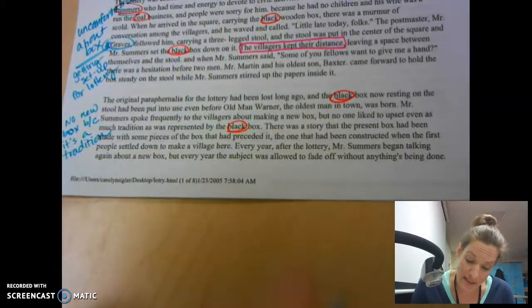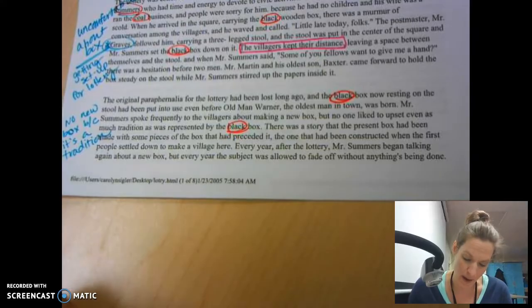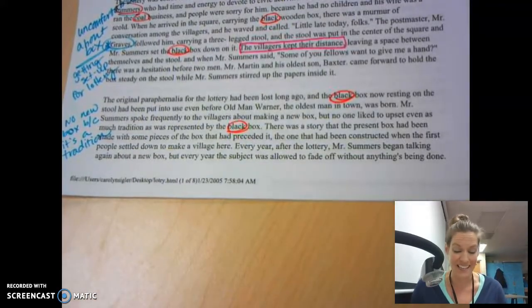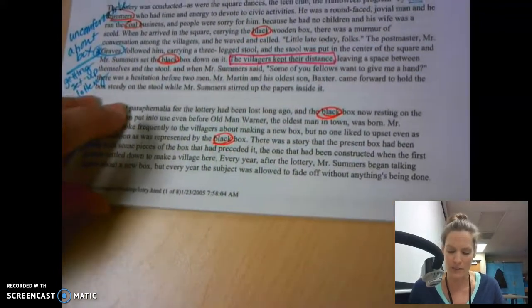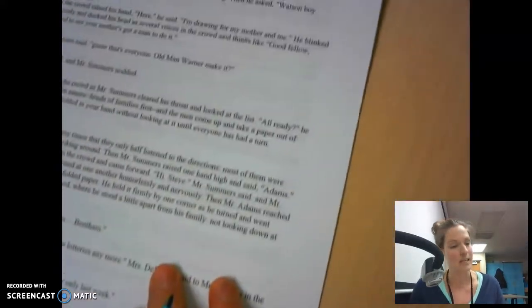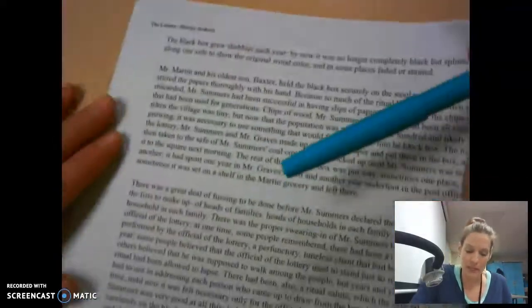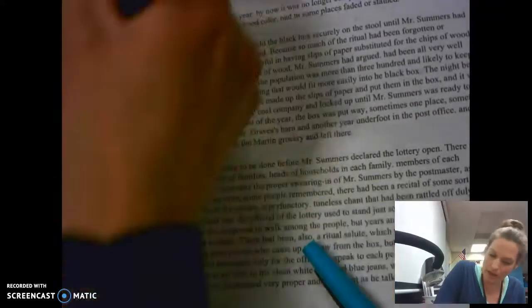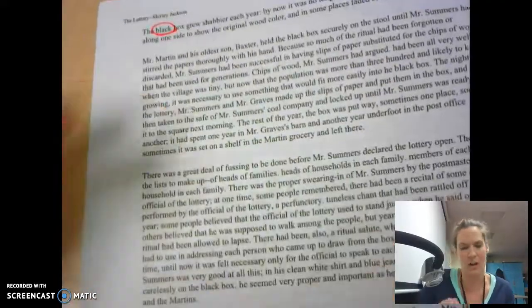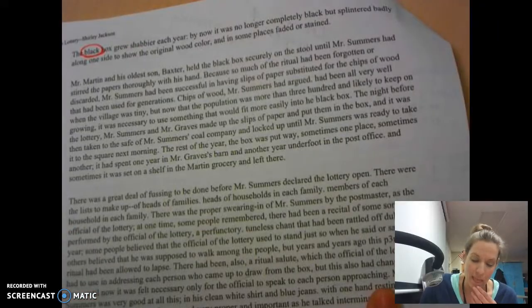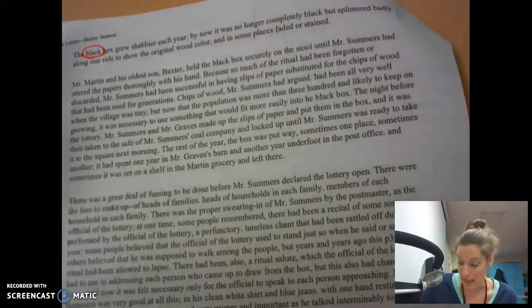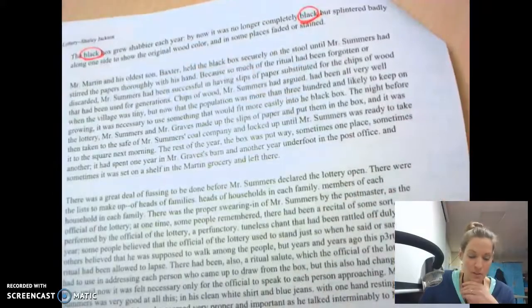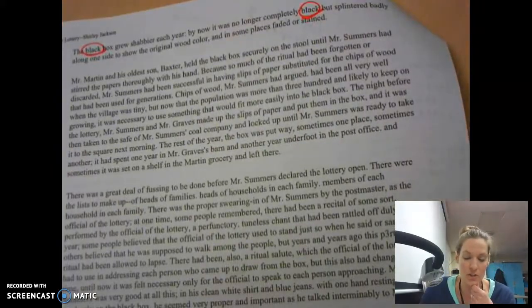There was a story that the present box had been made with some pieces of the box that had preceded it, the one that had been constructed when the first people settled down to make a village here. Every year after the lottery, Mr. Summers began talking again about a new box, but every year the subject was allowed to fade off without anything being done. The black box, there it is again, grew shabbier each year. By now it was no longer completely black, but splintered badly along one side to show the original wood color and in some places faded or stained.